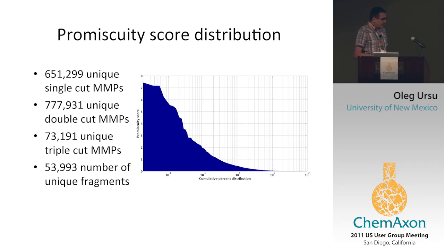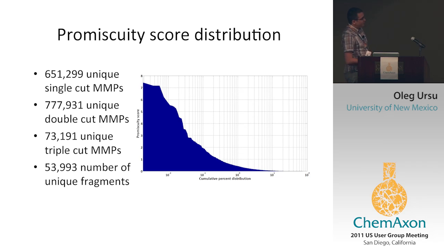And this is a simple statistics of the fragments. You get about 600,000 unique single cut MMPs, 700,000 unique double, and unique means unique SMIRKS in this case with the environment. And about 73,000 unique triple cuts. So there is no reason to go with 4 cuts because the number decreases dramatically. And the number of fragments in all of these types of cuts is about 54,000.